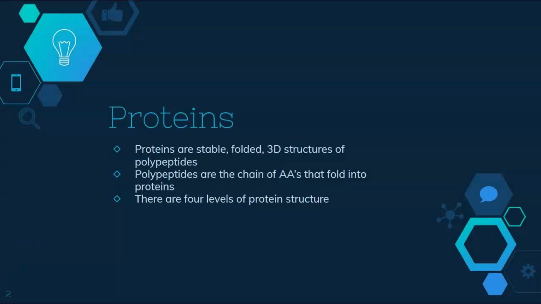So, let's just give a general definition. This will be our working definition of what a protein is. They are stable, folded 3D structures of polypeptides. Polypeptides are the chain of amino acids that fold into proteins. And for what we're focusing on, there are 4 levels of protein structure. You should be able to differentiate between the 4 levels themselves.